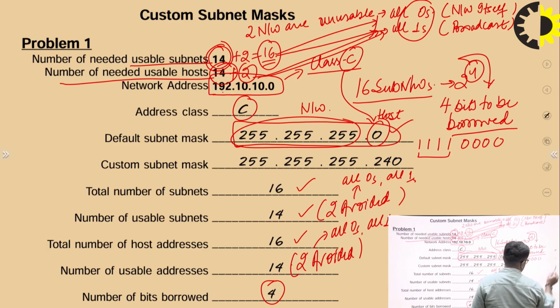So mentioning the weights on it: 1, 2, 4, 8, 16, 32, 64, 128. So 128 plus 64 plus 32 plus 16. If you add all these, it becomes 240.